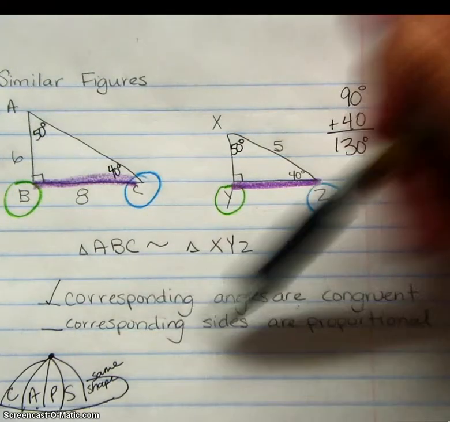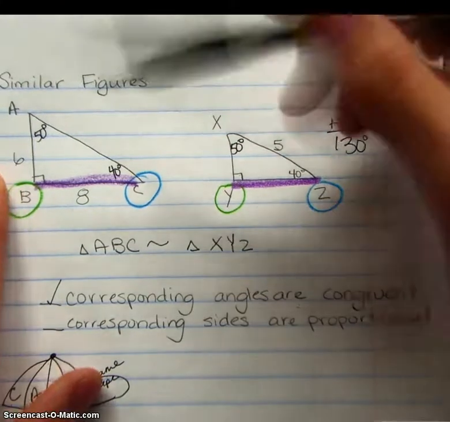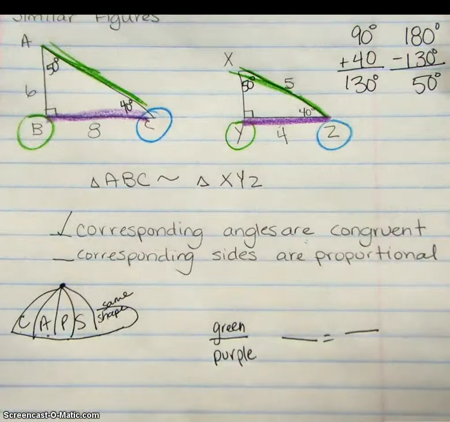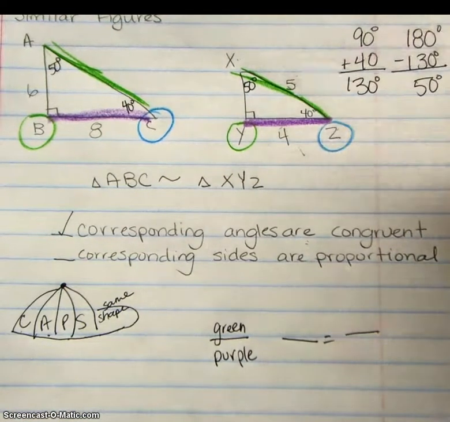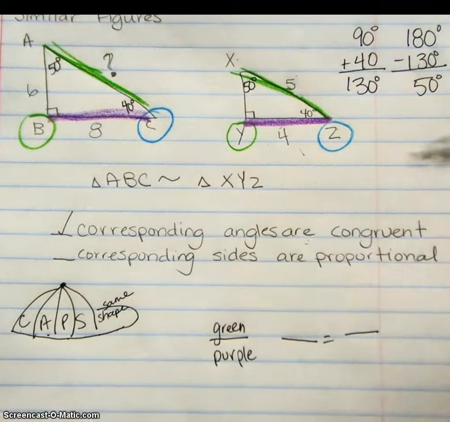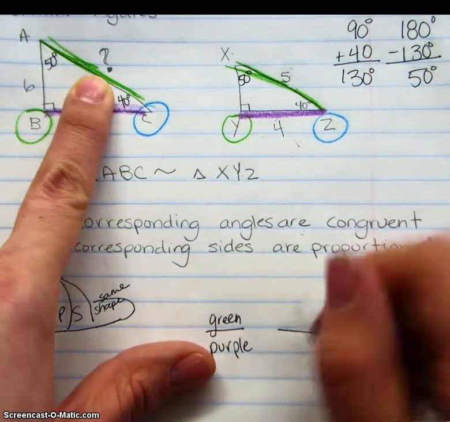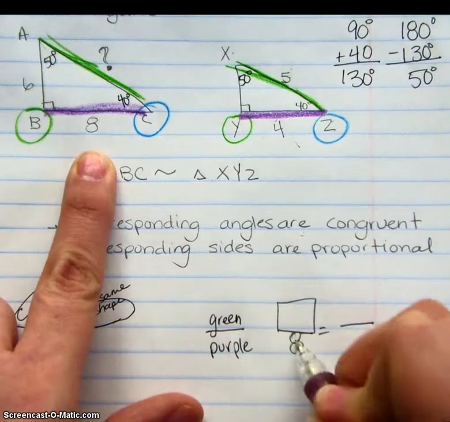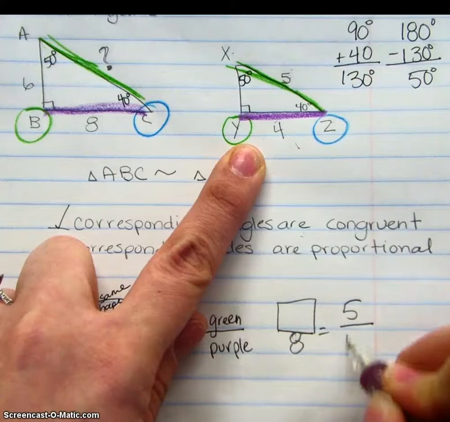And now we're going to use the corresponding sides being proportional to find missing sides. So I know that AB is 6 and BC is 8. And we're going to say that YZ is 4 and XZ is 5. So we're going to look for the missing side length of AC. So if I do green over purple, I'm going to start with this. I don't know what this one is, so that's my variable. And I have 8 as my purple, and then I'm going to move to the smaller figure, and I have 5 is the green and 4 is the purple.